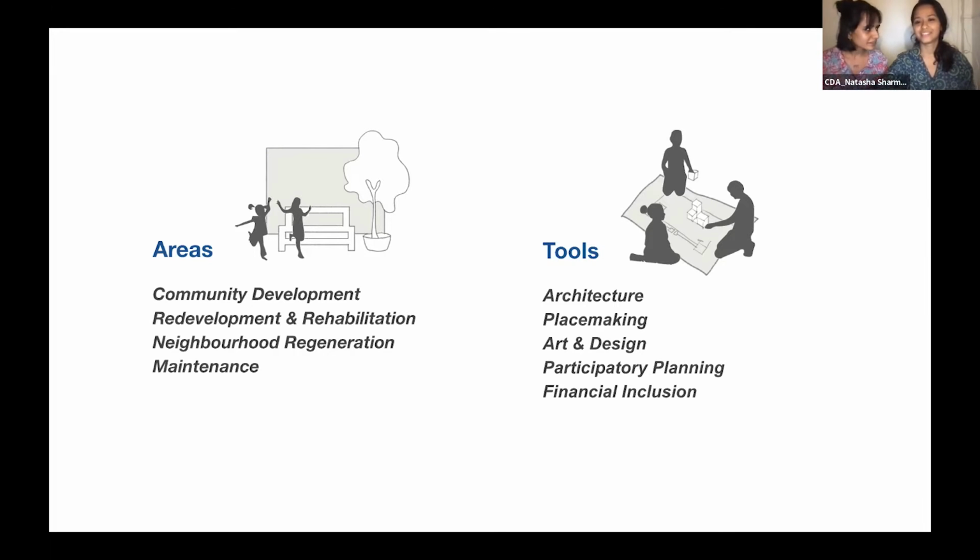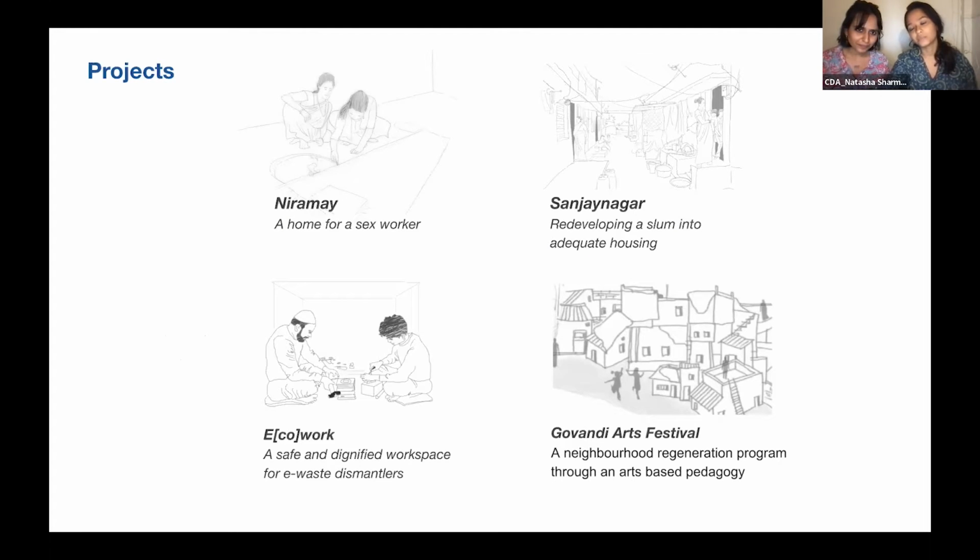We would not have much time to get into the context of each project, but we're going to be sharing some anecdotes from each. One is from Nirame, which is about a home for a sex worker. The other is Sanjay Nagar, which is redeveloping a slum into adequate housing. There's Eco Work, a safe and dignified workspace for e-waste dismantlers. And then we want to end it with Govandi Arts Festival, a neighborhood regeneration program through an arts-based pedagogy.